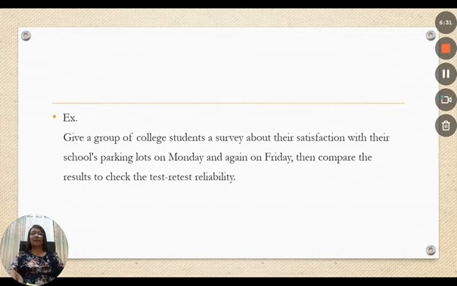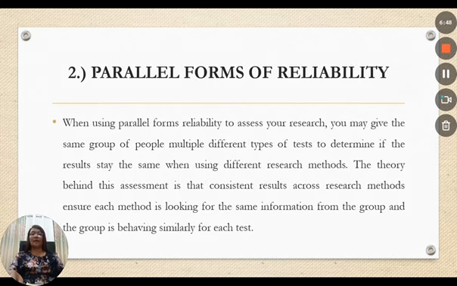For example, give a group of college students a survey about their satisfaction with their school's parking lots on Monday and again on Friday. Then, compare the results to check the retest reliability. Then, we have the parallel forms of reliability.